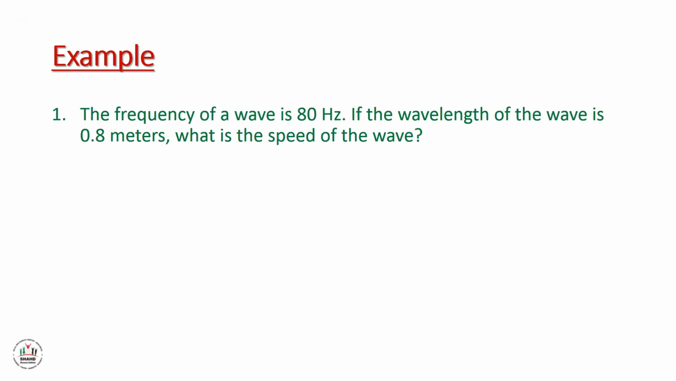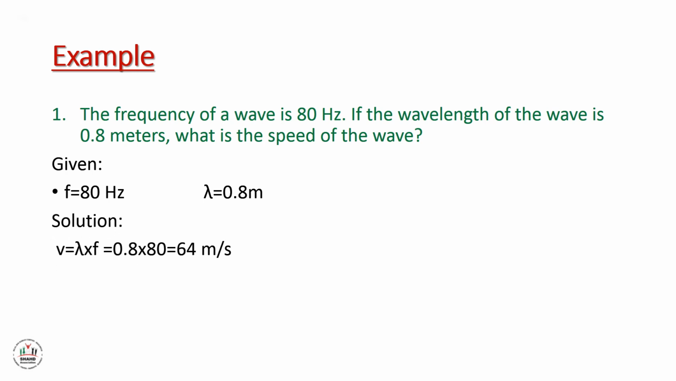Let's take the following example. The frequency of a wave is 80 Hz. If the wavelength of the wave is 0.8 meters, what is the speed of the wave? From this question, we can write the given: the frequency, which is 80 Hz, and lambda, which is the wavelength, is 0.8 meter. If we want to calculate the speed, we just multiply the wavelength times the frequency, 0.8 times 80, which gives 64 meters per second.